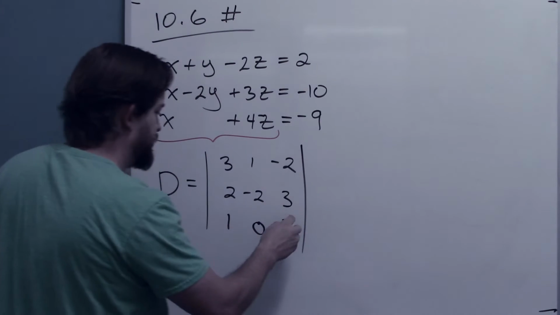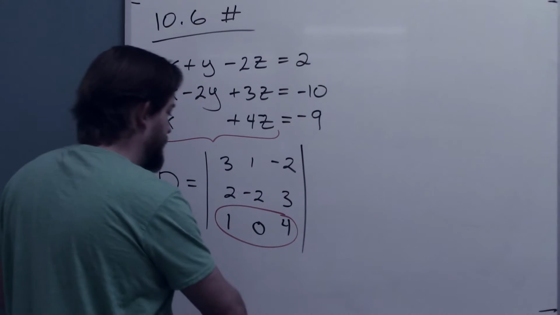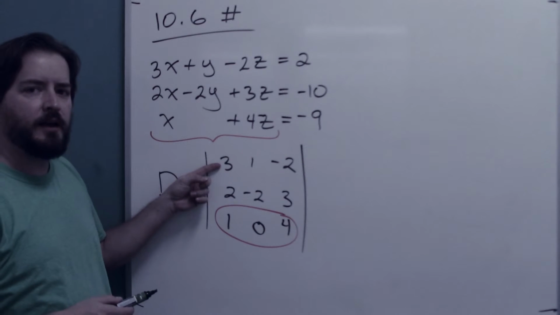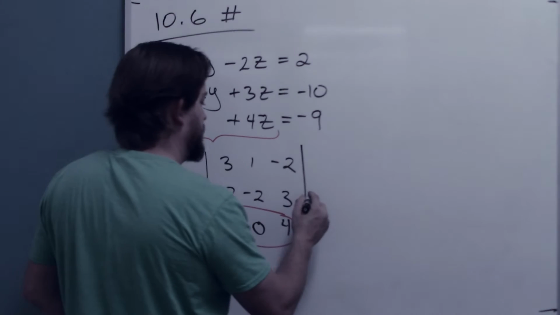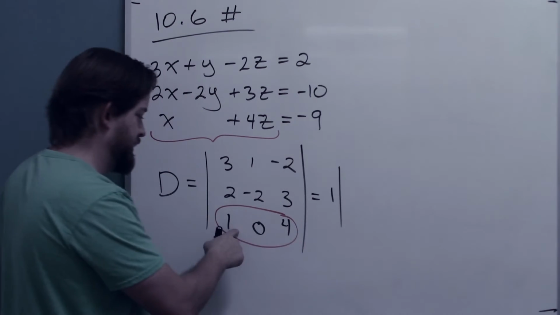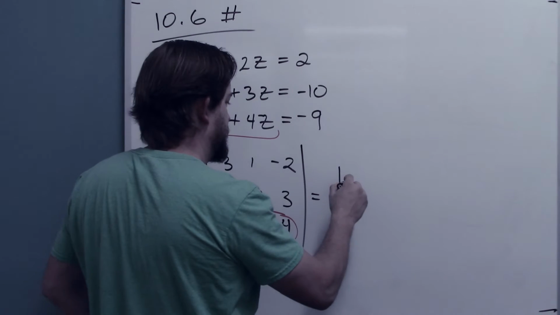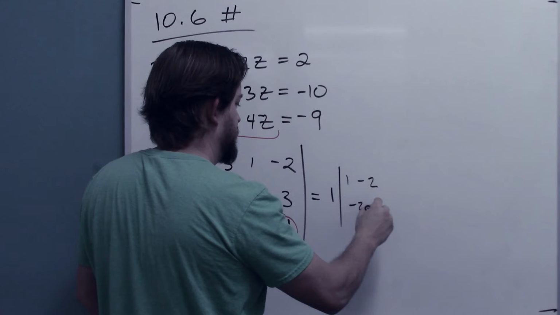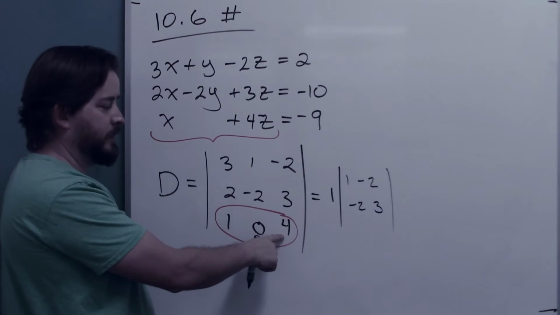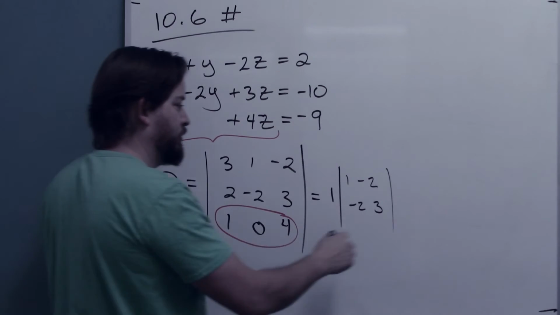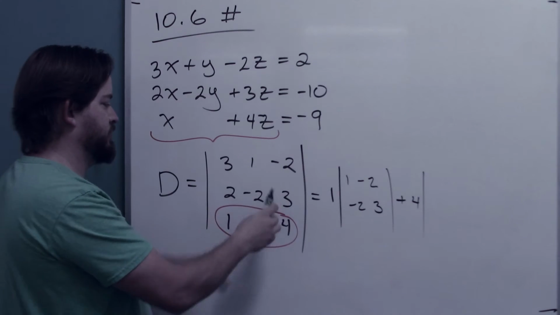So I'm going to exploit the 0 down there. I'm going to expand on this. The 3 is in the positive. It's always positive, negative, positive. So I'm starting with a positive with this 1. So that's 1 multiplied by, take that out and that out, 1, -2, -2, 3. Minus 0 times who cares? I'm not going to write it. Plus, again, 4 multiplied by 3, 1, 2, -2.